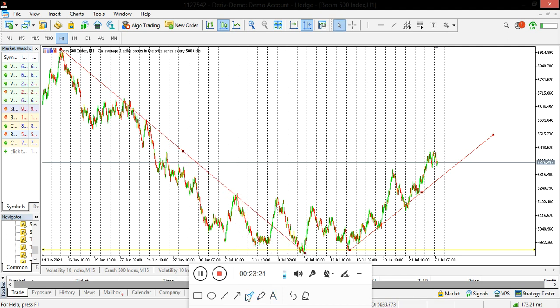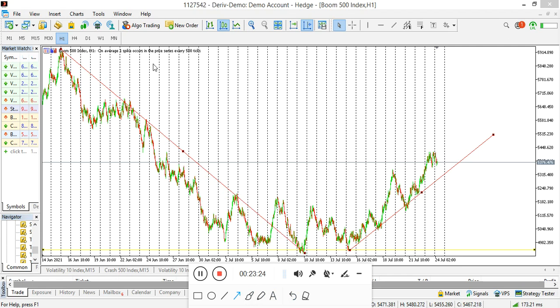Yes, and your entry will be each time there is a touch at your trend line. Each time there is a touch at your trend line, that is your entry. But mind you, a trend line, either supportive trend line or resistance trend line, is going to be valid when you have first touch, second touch, and third. Your trend line is going to be valid.